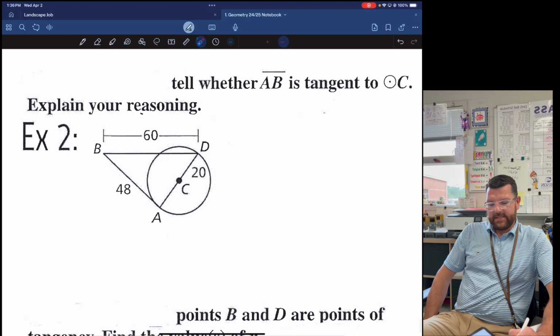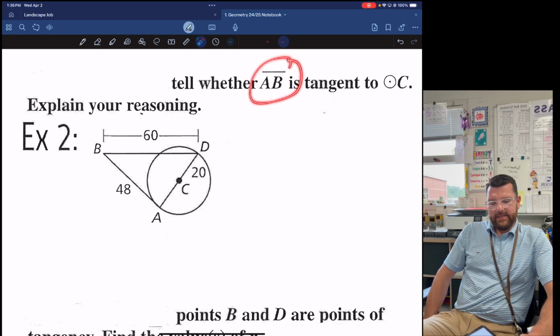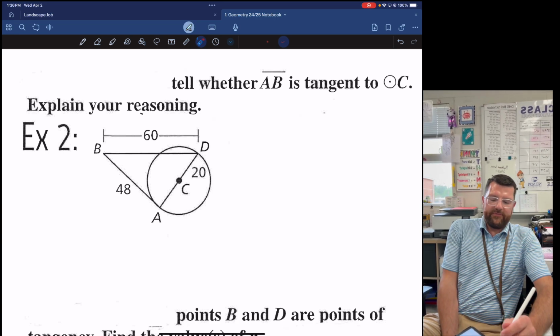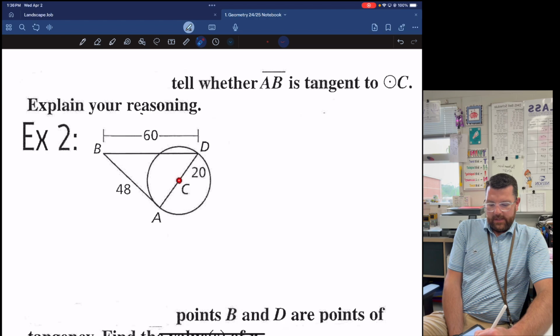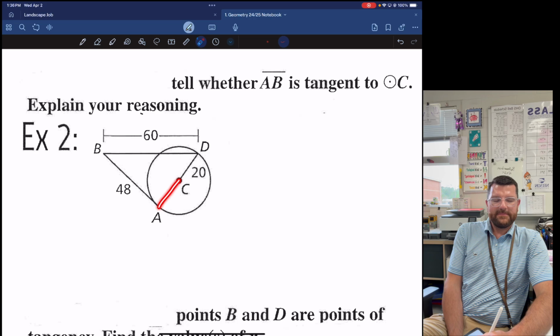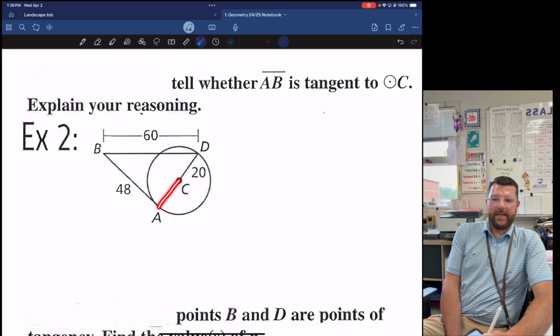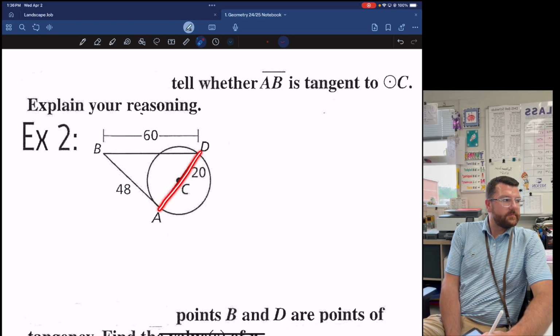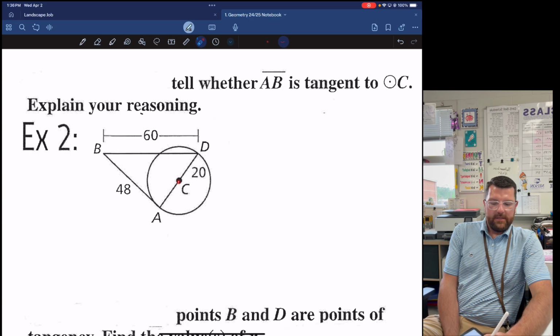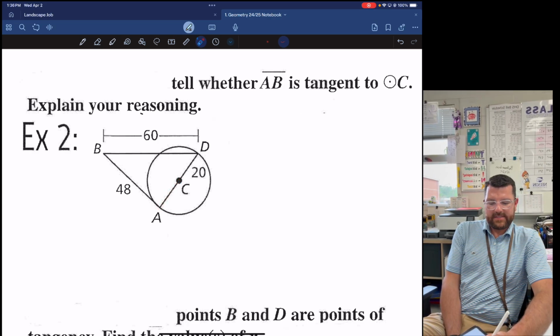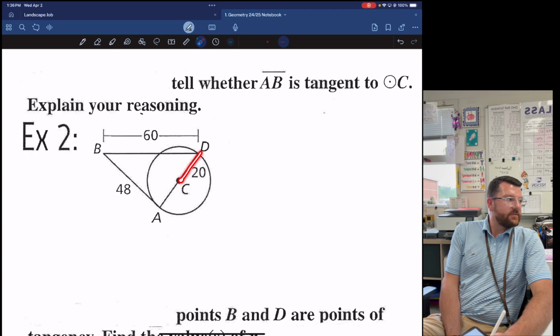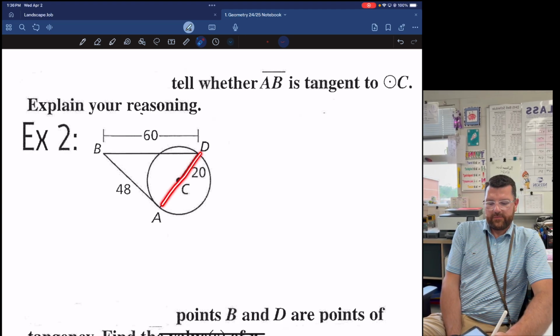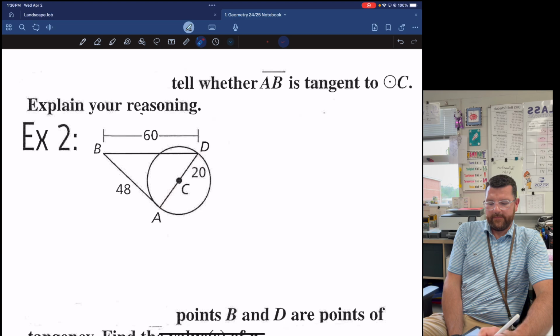This next question asks us, tell whether segment AB is a tangent to circle C. If it is a tangent, what will it form with the radius? Right. So, how long is my AC here? 20. It is 20, right, Cadence? How long is my diameter here? 40. From the center point to A is the same distance from the center point to D. From C to D was 20, so from D all the way to A is 40.